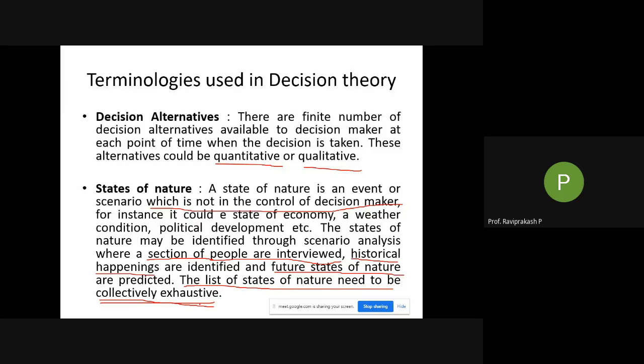Similarly, a government coming into power may take a particular decision or may not take it. If not, it remains the same. If yes, there would be some changes. So these are collectively exhaustive, so they should stop. There should not be anything infinite. We cannot say there are infinite alternatives or infinite states of nature. It should not go to infinity. There should be a finite number of states of nature.